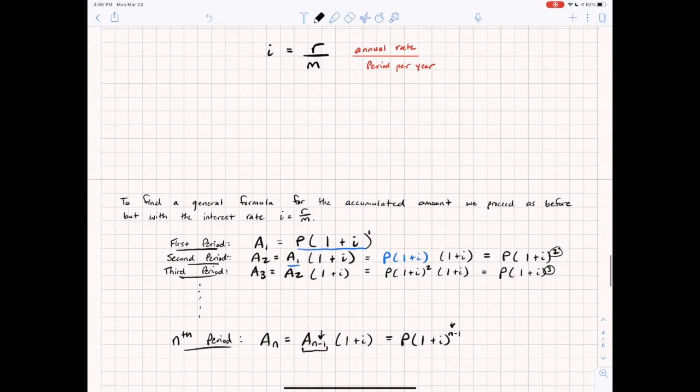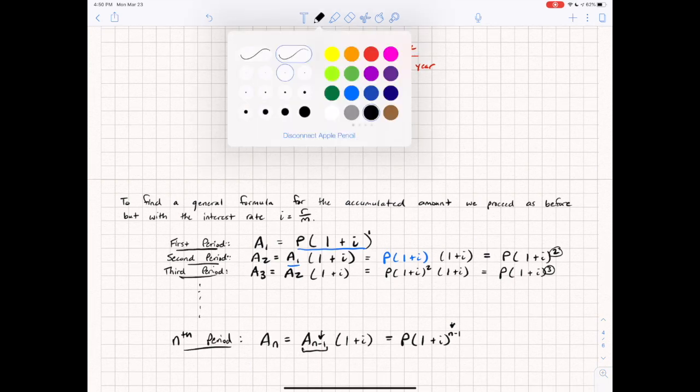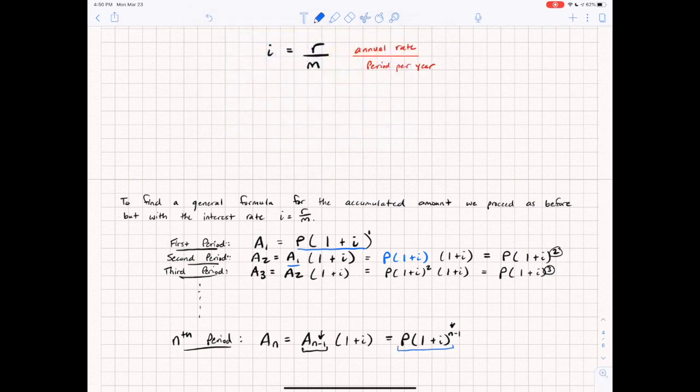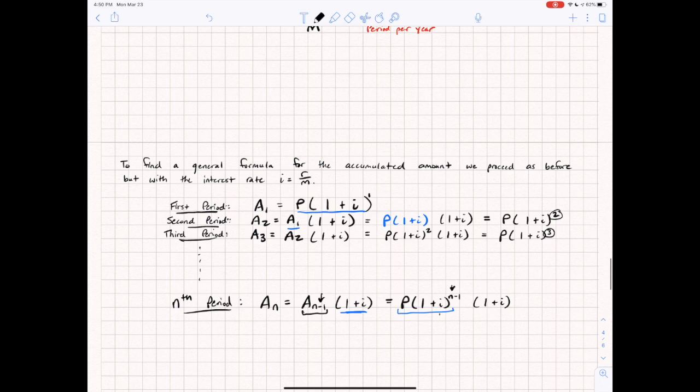All right, well, I would multiply this A_(n-1) by an extra copy of 1 plus i. And by multiplying 1 plus i's together, it's going to add 1 to the power, and I find that the accumulated amount would be principal times 1 plus i to the n, which again would be our prediction if I'm going to the nth period.